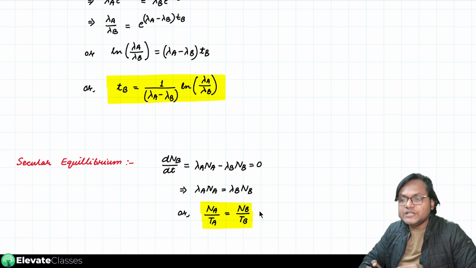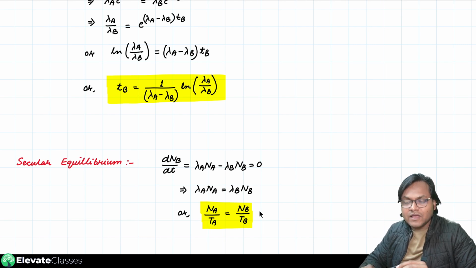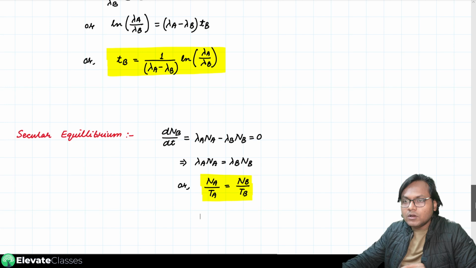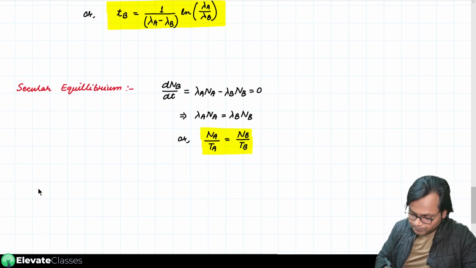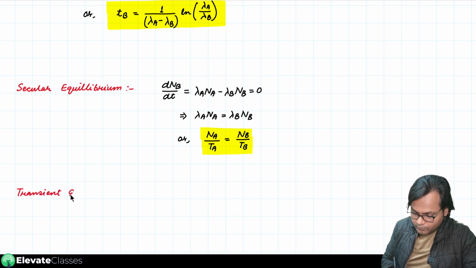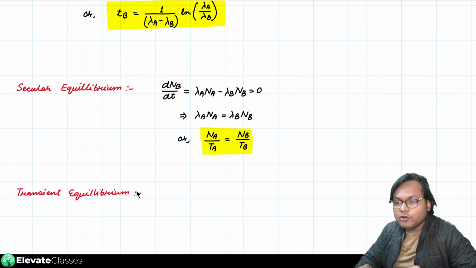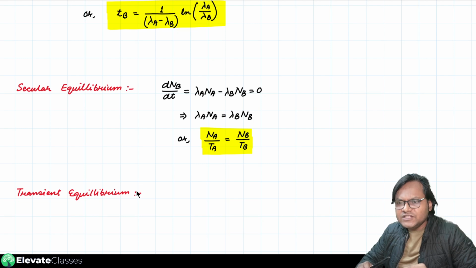So in a sense, the ratio of the number of particles A upon its half-life is equal to the ratio of the number of particles B upon its half-life. So this is called secular equilibrium. There is also one more concept called transient equilibrium. Transient equilibrium is what happens when there is a very strong difference between the radioactive decay constants of A and B.